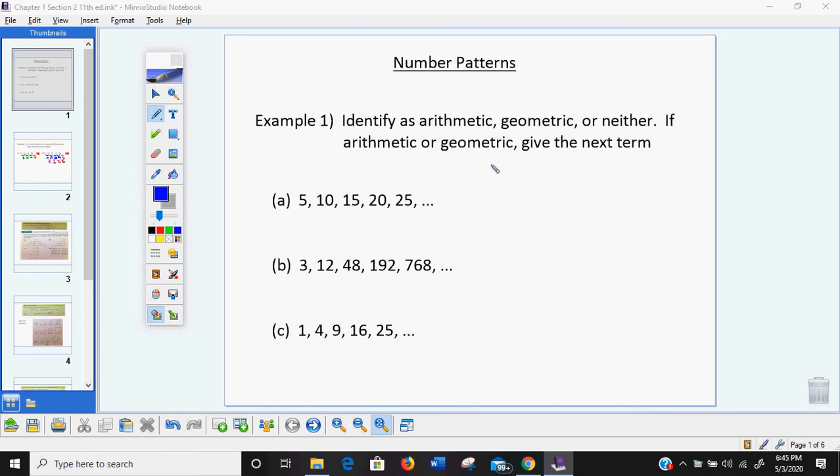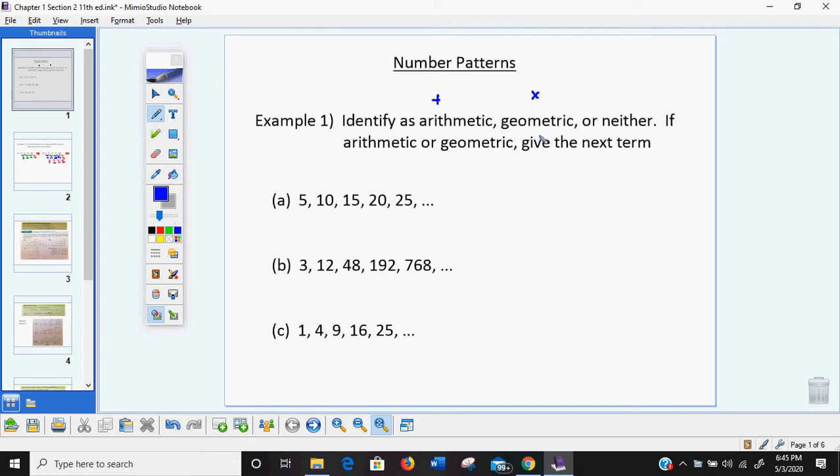So let's look at number patterns. The first kind is arithmetic. That means they are adding the same thing every time. Okay, it could be a positive number or a negative number. The second type is geometric. That means they are multiplying by the same thing.